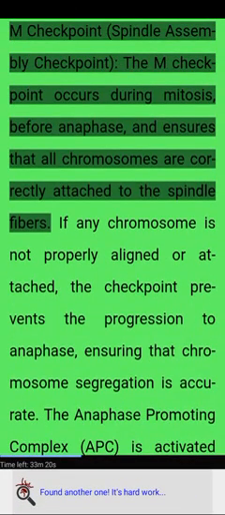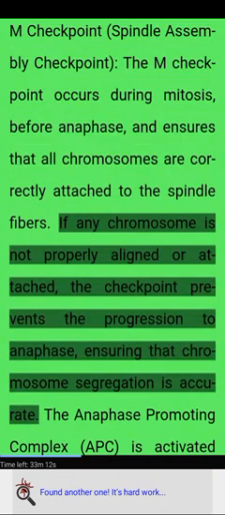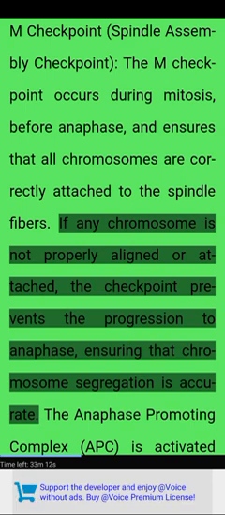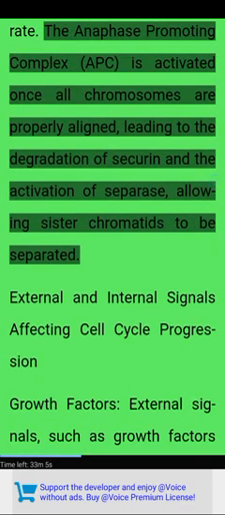M checkpoint, spindle assembly checkpoint. The M checkpoint occurs during mitosis, before anaphase, and ensures that all chromosomes are correctly attached to the spindle fibers. If any chromosome is not properly aligned or attached, the checkpoint prevents the progression to anaphase, ensuring that chromosome segregation is accurate. The anaphase-promoting complex, APC, is activated once all chromosomes are properly aligned, leading to the degradation of securin and the activation of separase, allowing sister chromatids to be separated.